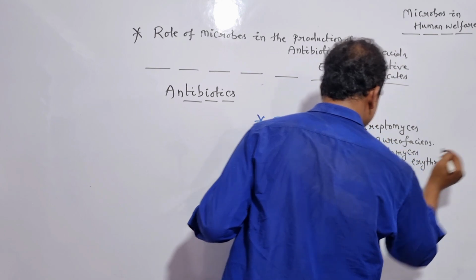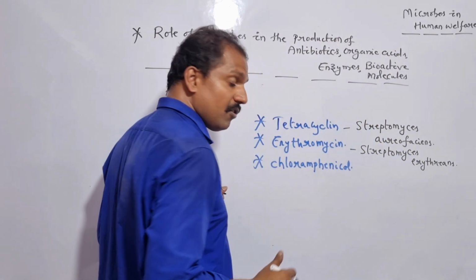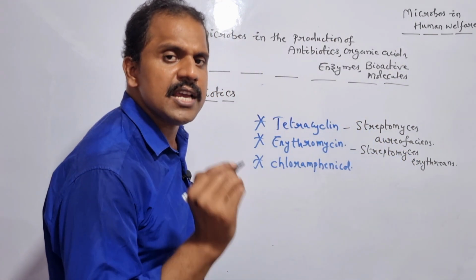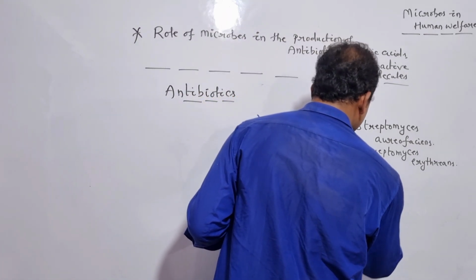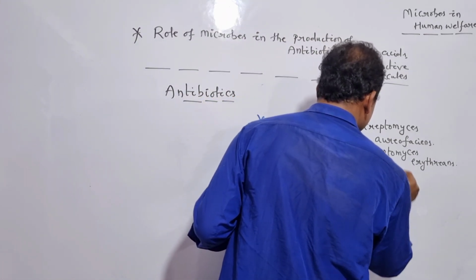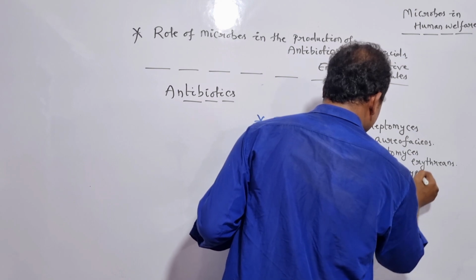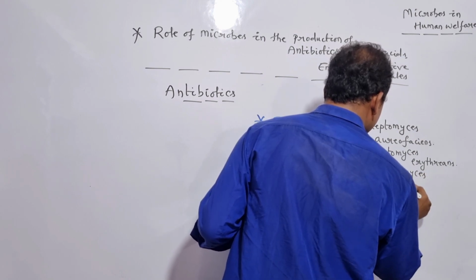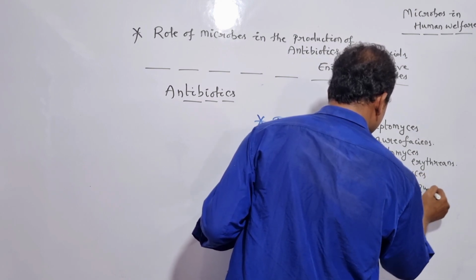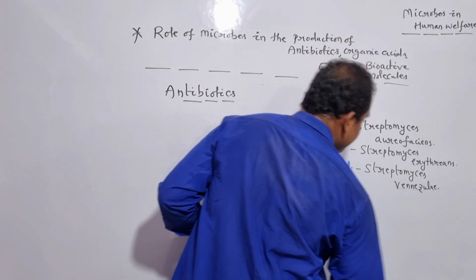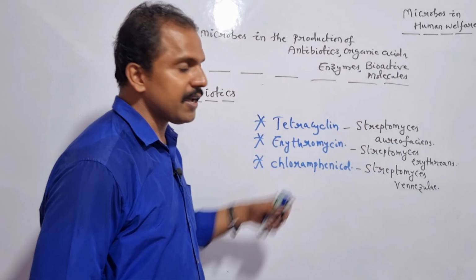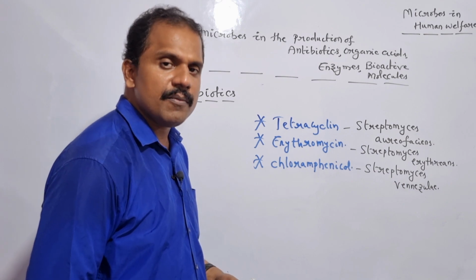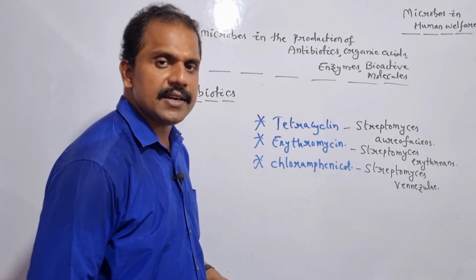In the same way, if we consider the microbial source for chloramphenicol, here it is nothing but what? Streptomyces venezuelae. So here these antibiotics, which are most commonly isolated from all these microbial sources, are most commonly used to treat many of the life-threatening diseases.